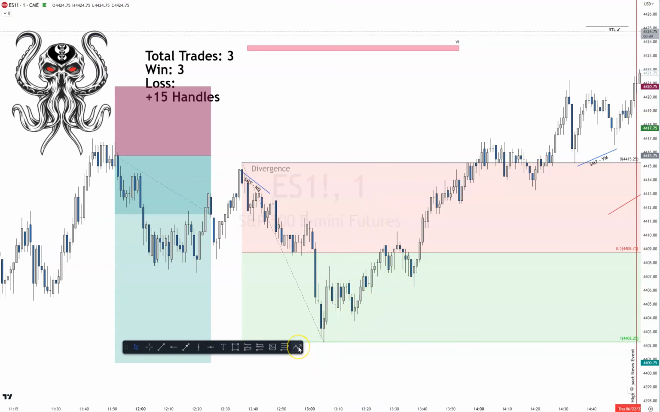And then finally I have this path tool, which I don't usually use. So I just don't like it. I don't really use it that much, but okay, so that's all my chart settings.